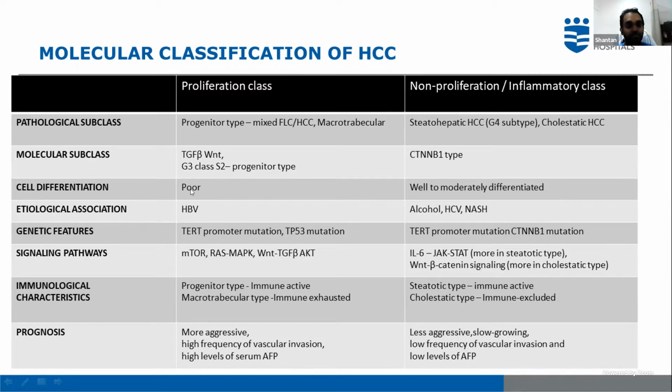The cell differentiation in the proliferation class is very poor, and this leads to a more aggressive nature, higher frequency of vascular invasion, and higher levels of serum AFP. While the non-proliferation variant is a well and moderately differentiated type of HCC, which is less aggressive and has lower levels of AFP. The signaling pathways are also different in both classes, where the proliferation class has the mTOR pathway, the RAS MAPK pathway, and the WNT pathway, while the non-proliferation class is mostly based on the IL-6 JAK-STAT pathway, and this leads to less aggressiveness along with the slow growing nature of the non-proliferation type of HCC.